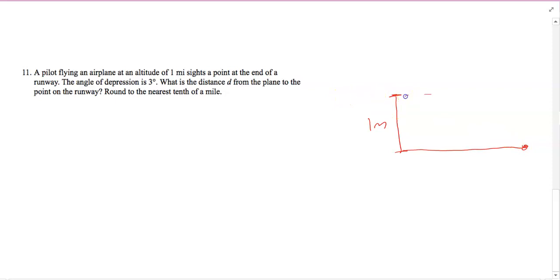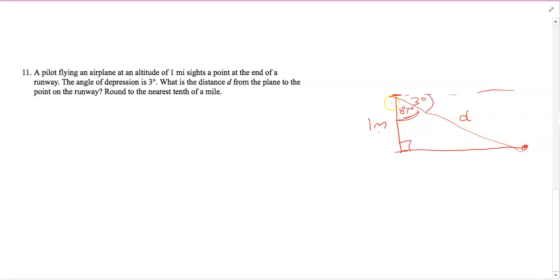And the angle of depression, so the angle measuring from his horizontal side, is 3 degrees, okay? So this angle is 3 degrees, and if this is, let's say, 90 degrees here, that means 3 from 90, you will have 87 degrees right here, okay? Now you want to find the distance d from the plane to the point on the runway. So d would be here. So now we know this is 1 mile, we know this is d, and we know there's 87 degrees.